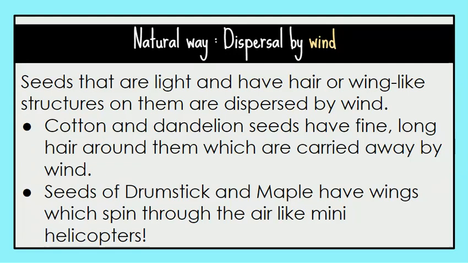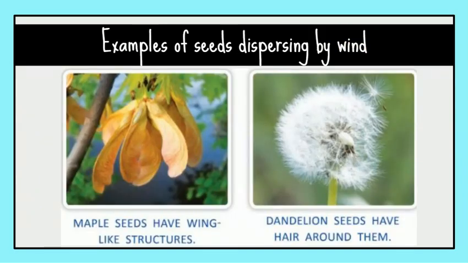Seeds like cotton and dandelion have fine, long hair around them which are carried away by the wind, whereas seeds of drumstick and maple have wings which spin through the air like mini helicopters. Now here we have examples of seeds dispersing by wind. The first example is of maple seeds. Here you can notice that maple seeds have wing-like structures. These structures help the maple seeds to spin through the wind very easily.